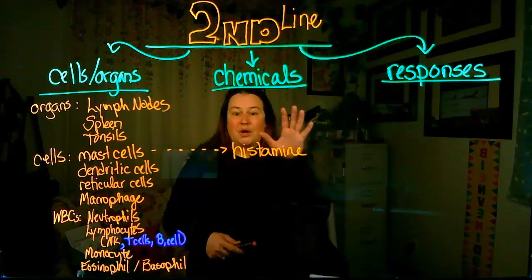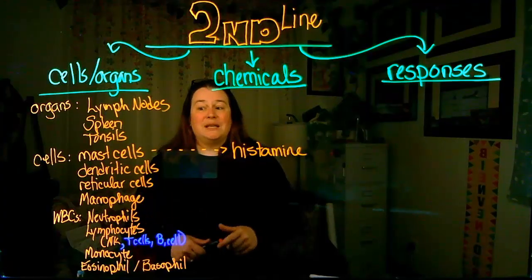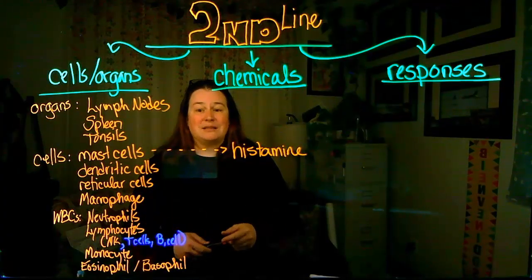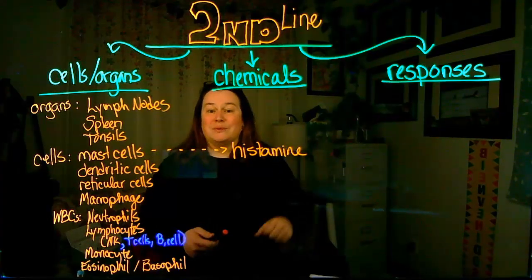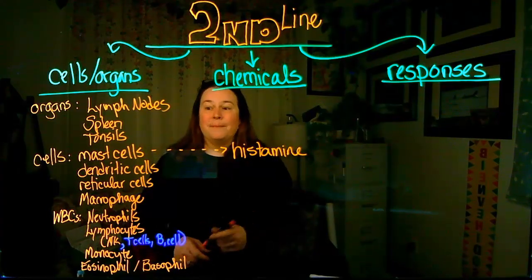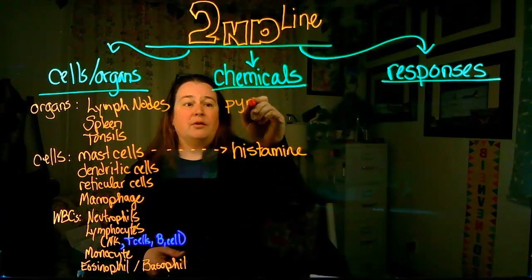Whew. All right, chemicals. We already have one chemical up here on the board, and that chemical is histamine. Histamine is produced by the mast cells, which is a critical component of then a response that we'll look at in a hot minute here. We also see some other chemicals that are released. One of them is called pyrogens.